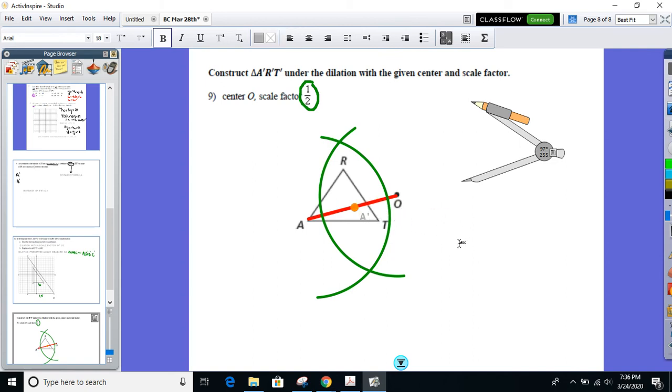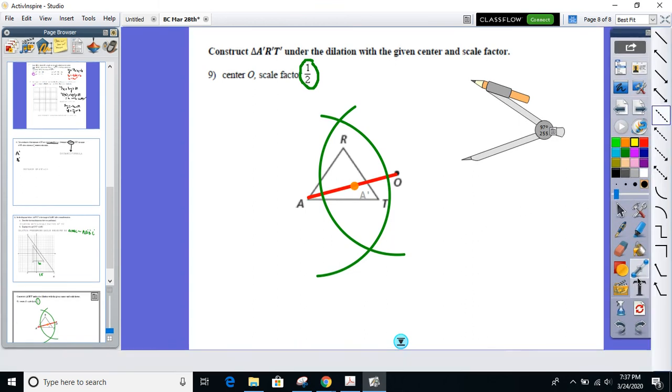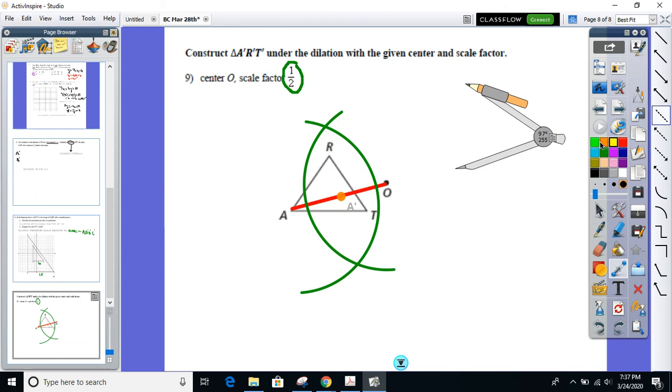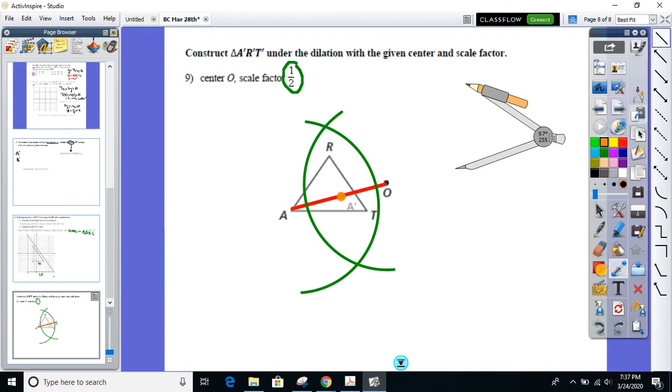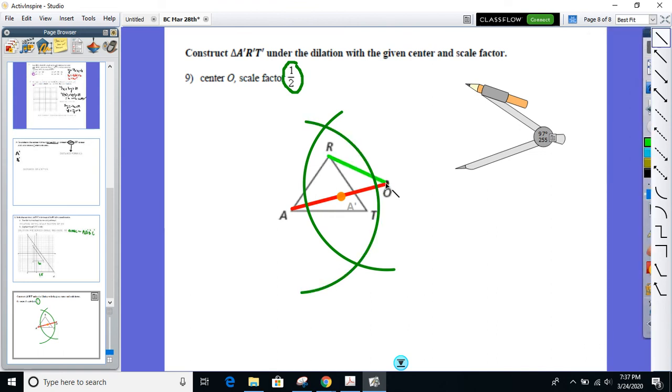Okay, and now let's do it for R and let's do it for T. Go ahead and I'll work with you guys as you do it by yourself. Hopefully we get a triangle that is smaller than the original, right? Because we're getting closer.